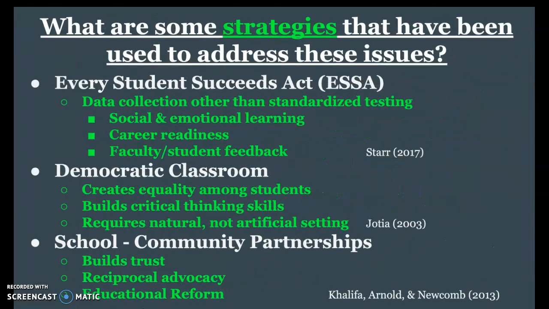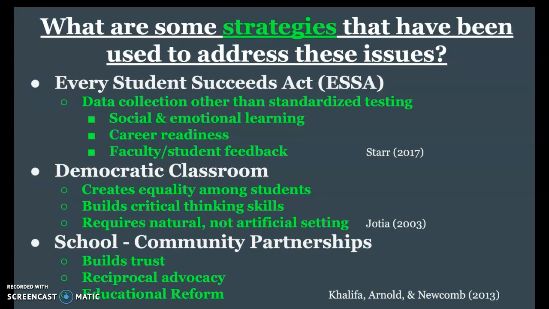What are some strategies that have been used to address this issue? Well, for 3 strategies, steps have been taken to address the negative impact on students. Rather than only focusing on testing data, Starr in 2017 explained that the Every Student Succeeds Act promoted the inclusion of social and emotional learning as well as career readiness.